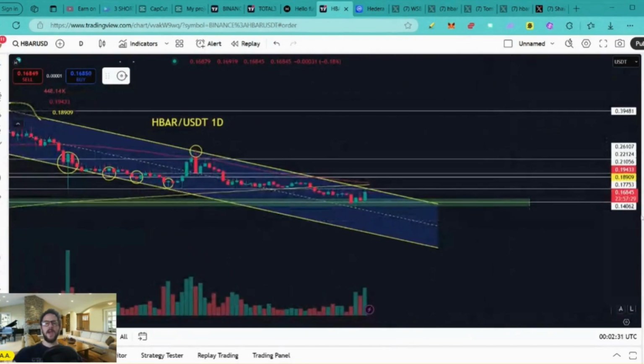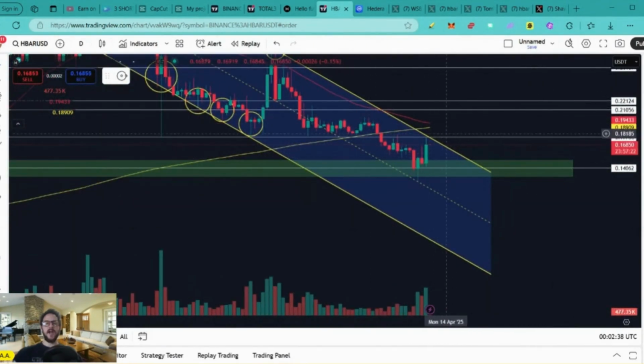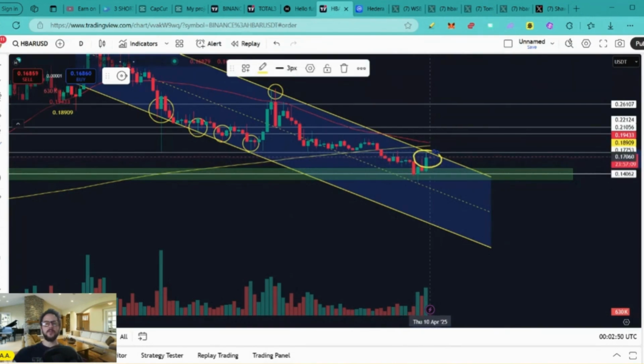If we zoom in right at this key level of support again, as you see, we are currently getting rejected at this upper descending resistance trend line of this descending channel. So it's very possible that we might see a rejection here. If the price action experiences an even deeper retrace and breaks below this key level of support that's located at 14 cents, we might see further downside.